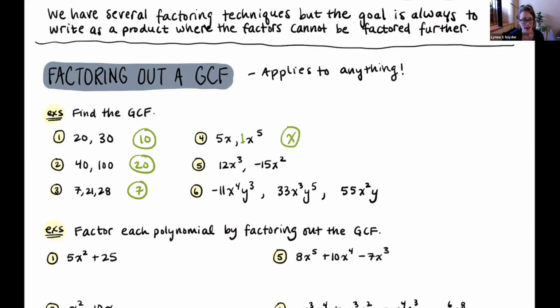All right, example number 5, we've got 12x cubed and negative 15x to the second.